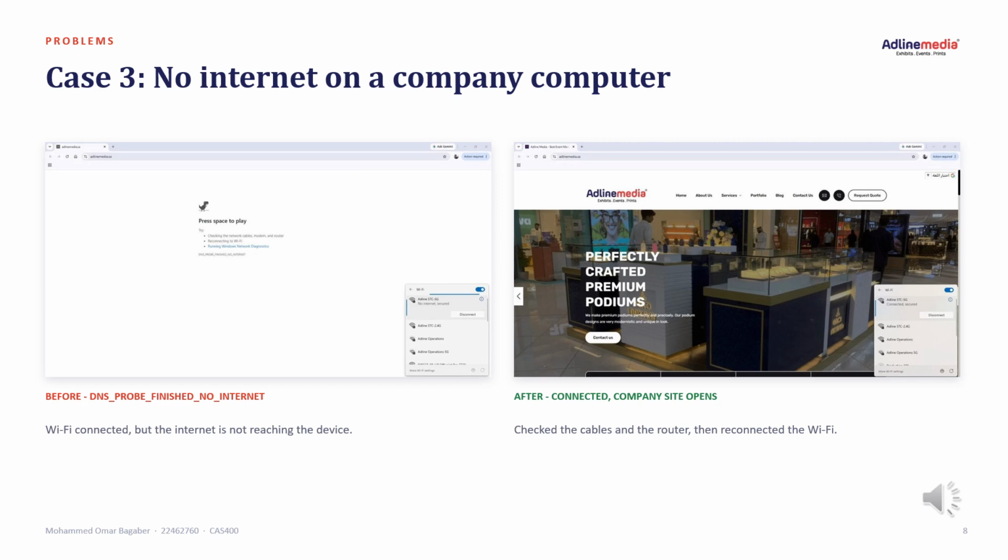I followed my steps. I checked the cables and power, restarted the router, then checked the Wi-Fi settings and reconnected. On the right, you can see the result. The status changed to connected, and the company website opened normally again.